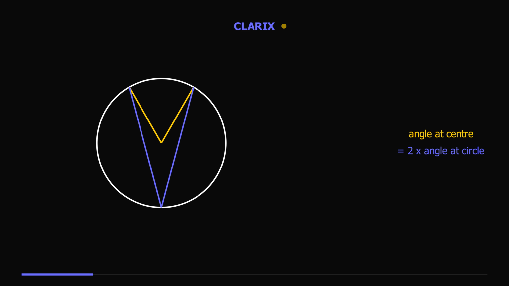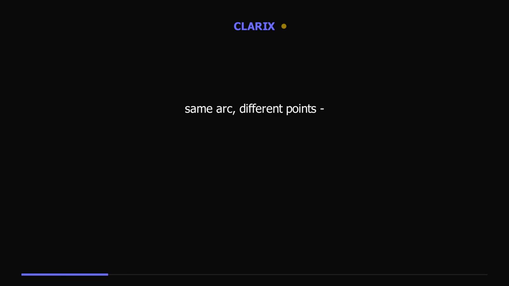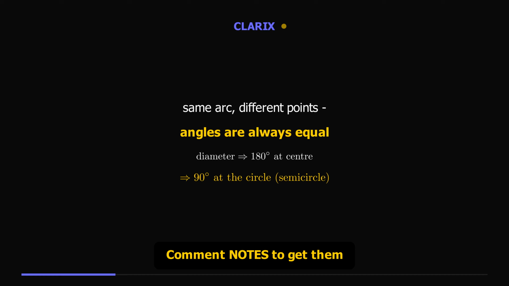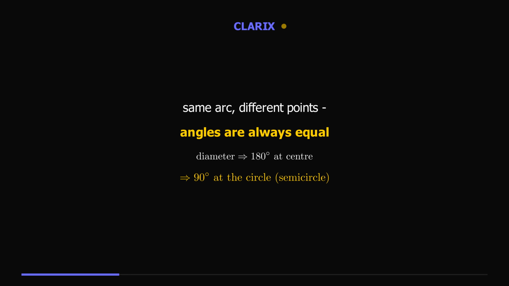Because the proof only ever uses isosceles triangles formed by radii, which are the same length no matter where the point sits. This gives a beautiful direct consequence. Angles subtended by the same arc at different points on the circle are always equal to each other, since they're all just half of that one fixed central angle.